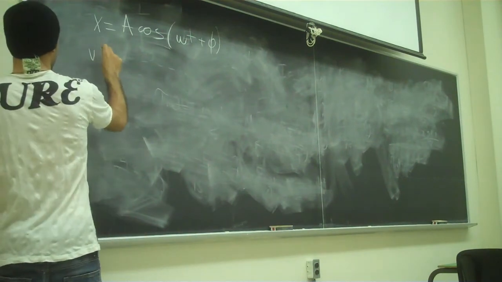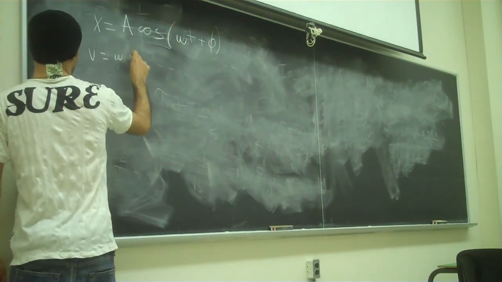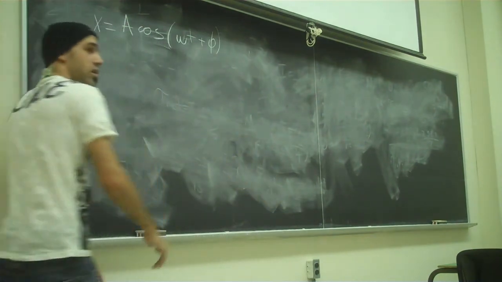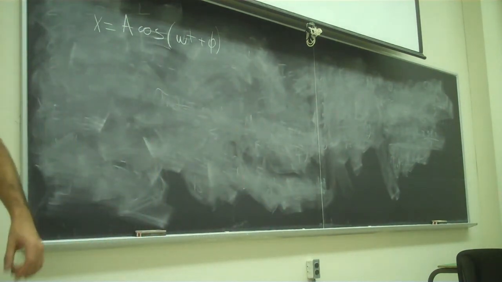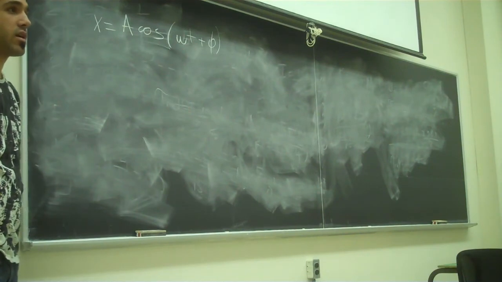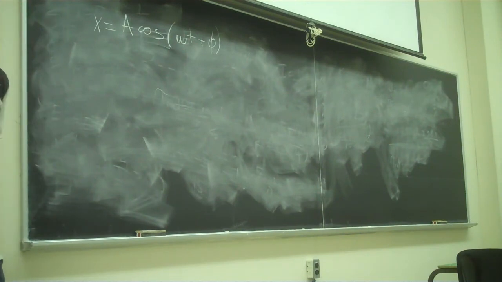Later. B is actually, I won't write it out yet. I want you to understand the first one first. So X is position, A is amplitude, cosine is the cosine function, omega is the angular velocity, T is time, and phi is the initial phase angle. Okay? Initial phase angle.